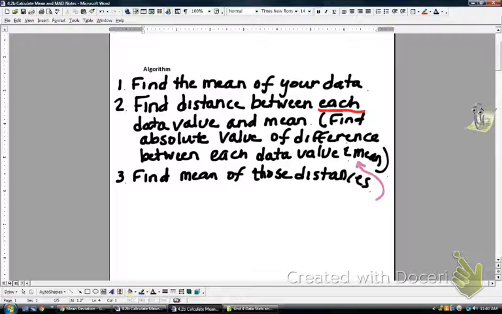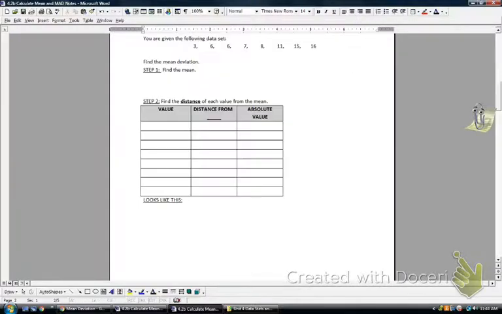So let's look at example number 1. Example number 1 says find the mean absolute deviation, and you're given the following data set. So the first step is to find the mean. We're going to take 3 plus 6 plus 6 plus 7 plus 8 plus 11 plus 15 plus 16.